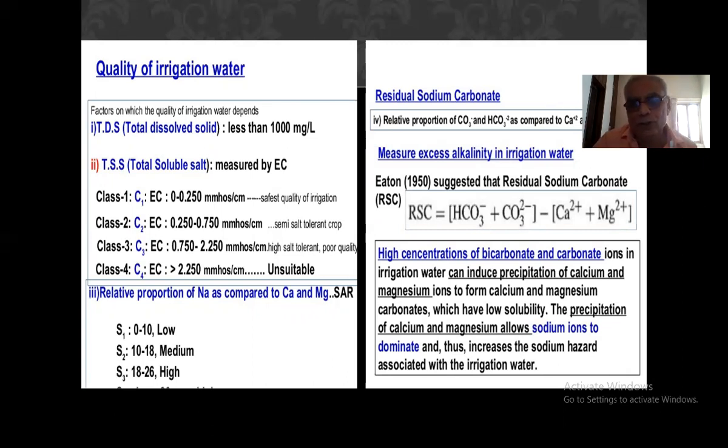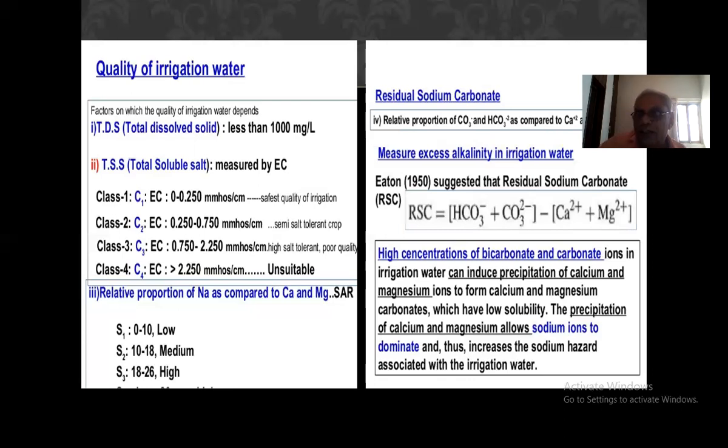Then residual sodium carbonate is also important. Residual sodium carbonate means how much concentration of the carbonate and bicarbonate is present as compared to the calcium and magnesium. If the amount of the bicarbonate and carbonate is greater than calcium and magnesium, then there will be a problem. So what is the problem? High concentration of bicarbonate and carbonate ion in irrigation water can induce precipitation of calcium and magnesium ion to form calcium and magnesium carbonate, which have low solubility. So what happens? The calcium and magnesium present there will be precipitated due to the more carbonate or more bicarbonate: calcium carbonate, calcium bicarbonate, magnesium carbonate, magnesium bicarbonate, which have low solubility.